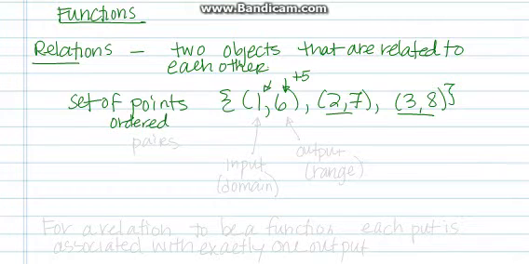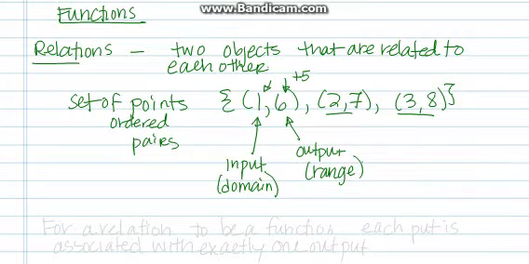Now we call that first value, this right here, our input, because I said you put in a 1, and we call this 6 our output. And both of these have some other names here. We say the domain, and we also have the range.